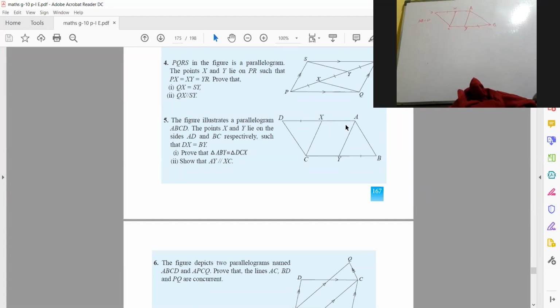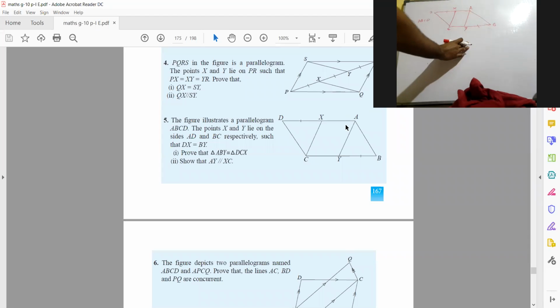Now we are asked to prove that triangle ABY is congruent to triangle DCX. Let's try this. I'll show you how we are going to do that. We already know that the side DX is equal to BY. Those are two sides of the triangles that we are going to prove congruent.